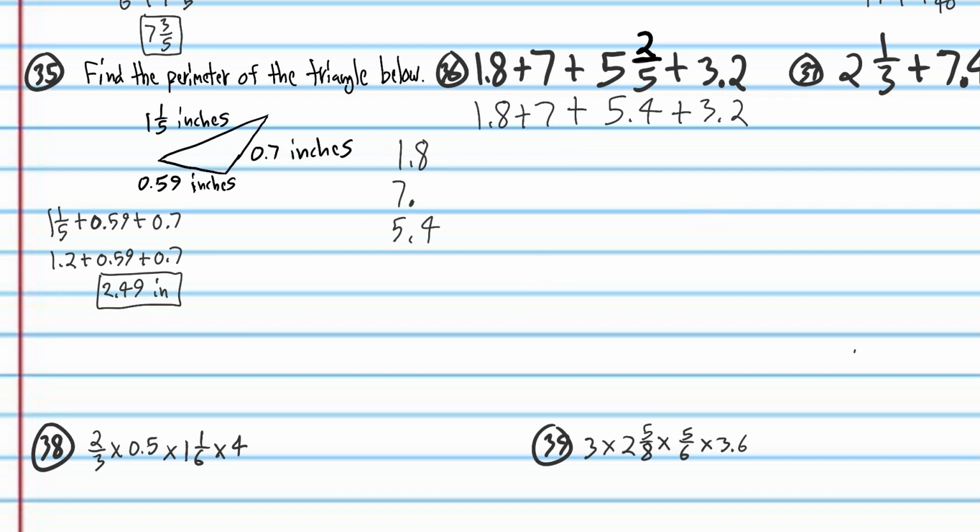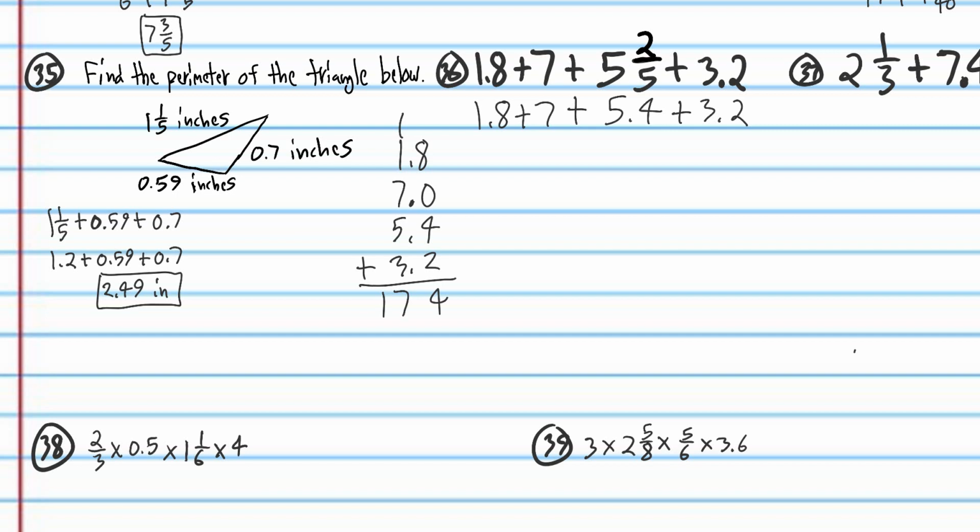And 5.4 and 3.2, make sure everything's lined up. We can put zeros for placeholders. Add up these numbers. Let me see if that's lined up properly. Just double check that. Add up all these numbers and we get 14. Carry the 1. Add up all these numbers and we get 17. Whoops, move that over a little bit. And then we just have to figure out where to put the decimal.